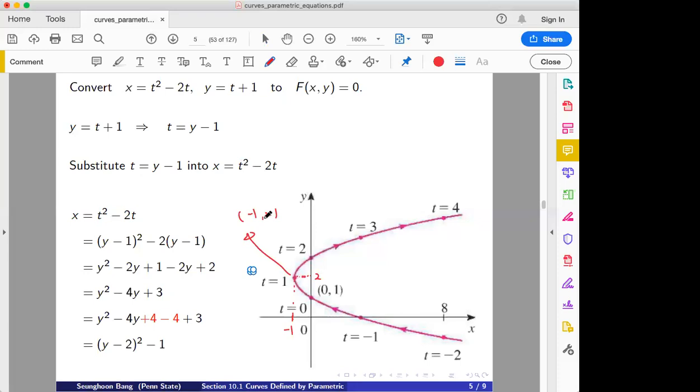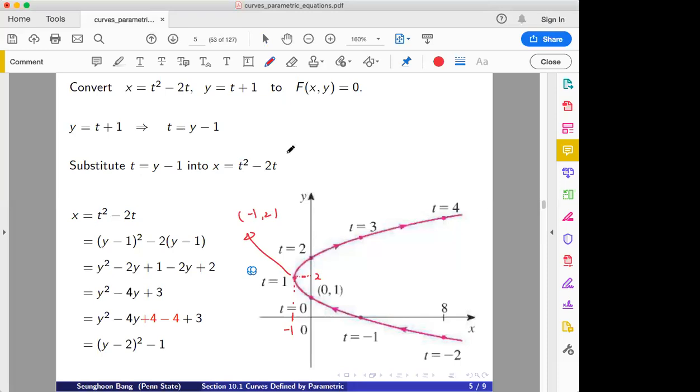How can I sketch the graph? We have two kinds of approaches. The first one, you can make a table. You can choose t values, plug into x and y, find all the points, then connect these points. The second way, how can you identify this graph? You can convert x equals f of t, y equals g of t to f of x, y equals 0 and check whether this graph is right or not. This is the whole idea.